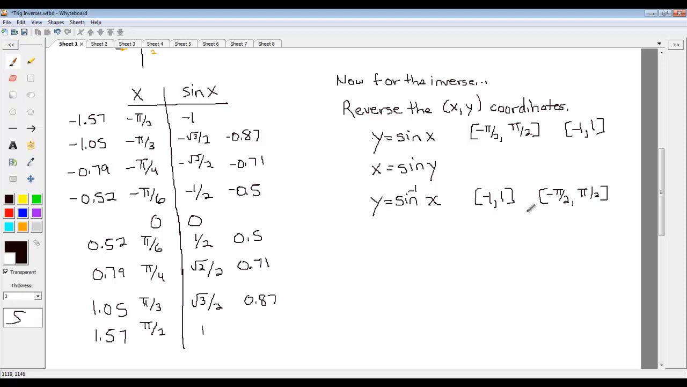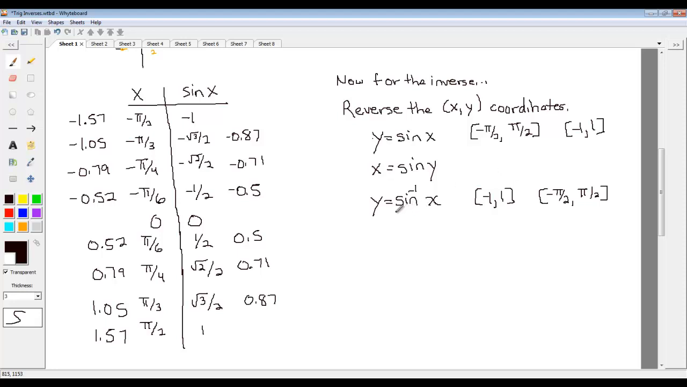You swap your x's and y's. And that can be used to also get your graph and whatnot. So you reverse those xy coordinates, and there you go. And you've got still those same limitations with your domain and range. It's just they're swapped now. Domain became range, range became domain.